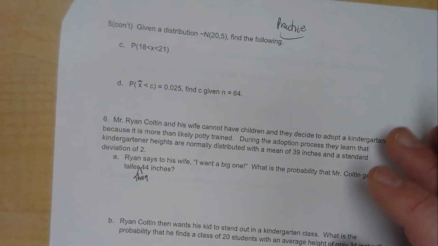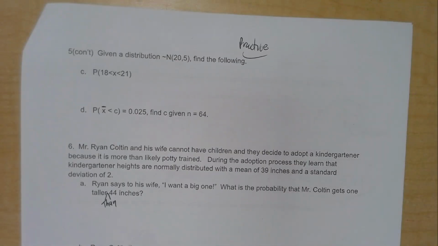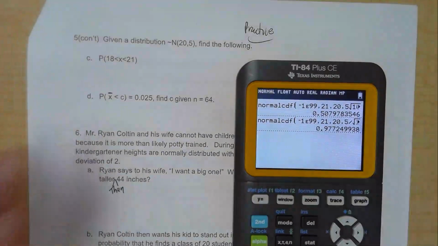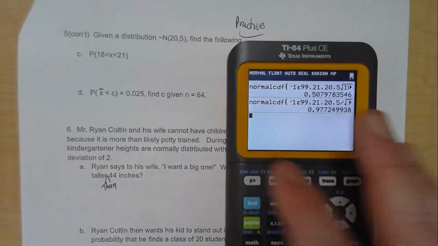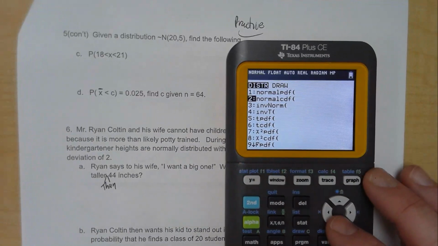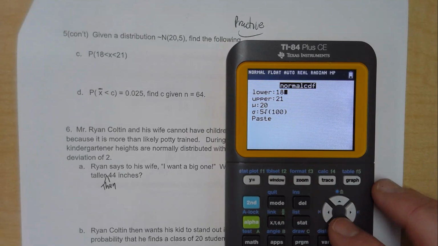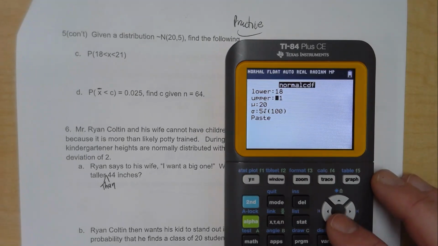Okay, so 18 to 21 is second distribution. 18 on the lower, 21 on the upper, 20 and 5.